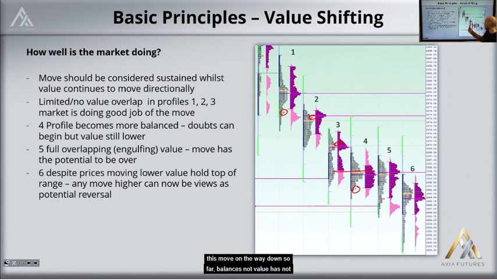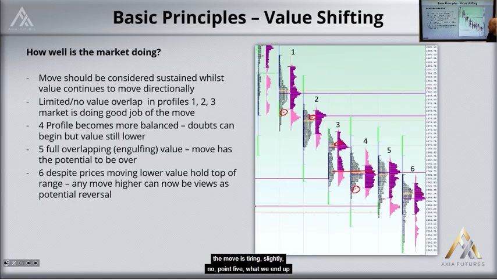On the way down so far, value has not been massively balanced, which suggests that there's still control of sellers. Sellers are still having to move price in order to find liquidity. Here, it would seem that they may have found it. So you start to see the story of how well the market's doing change. It's becoming more balanced. You could suggest that the move is perhaps tiring slightly.